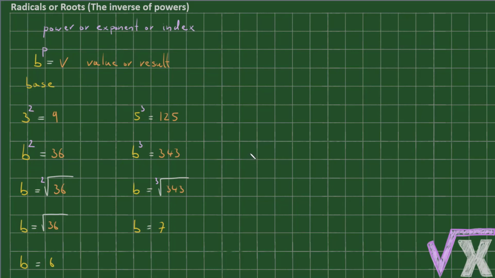Let's do one more. So I will have b raised to the power of 4, and that will give a value of 4096. In order to solve for b, I need to use the radical symbol. So I will have b equals, then the radical symbol, the value will be written beneath the radical symbol, and then because we are talking about b raised to the power of 4, I'm going to take the fourth root of 4096. Calculator to the rescue.